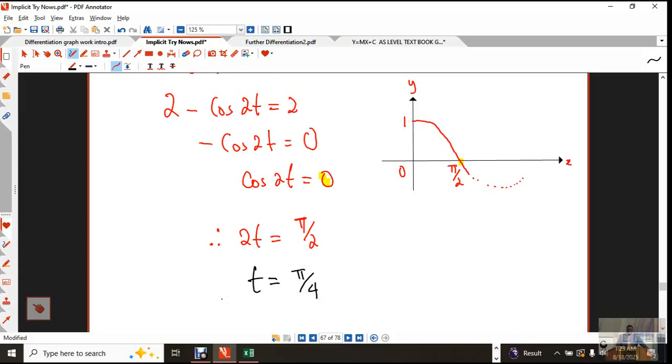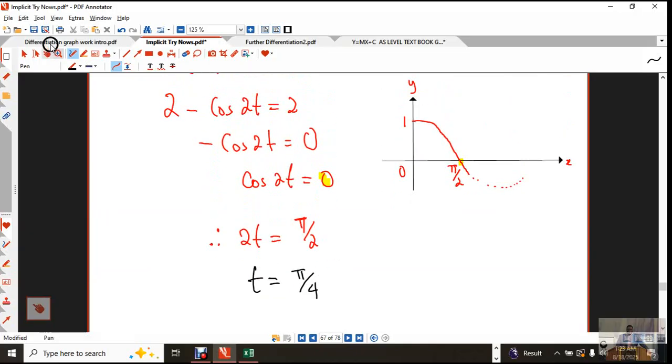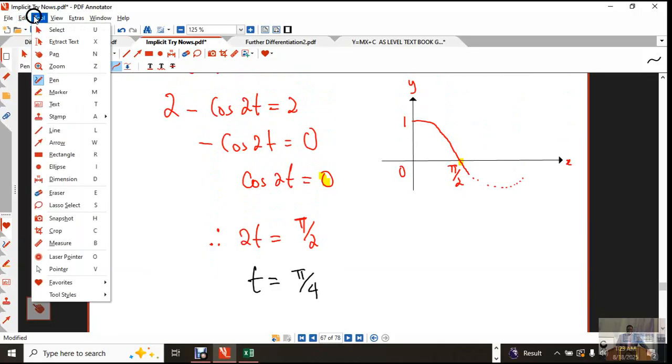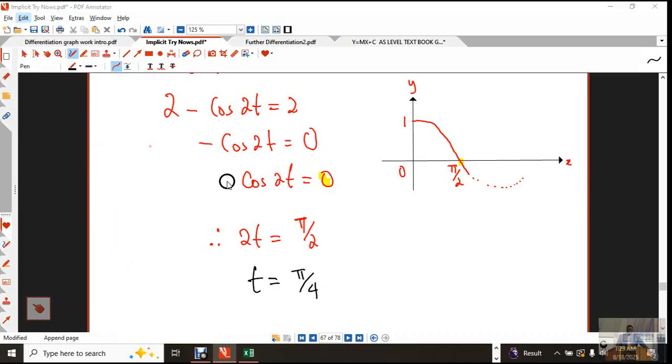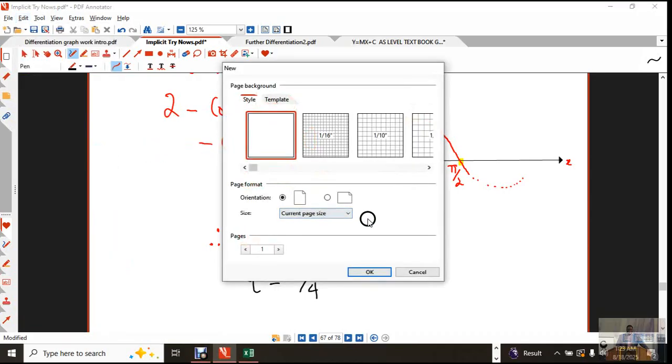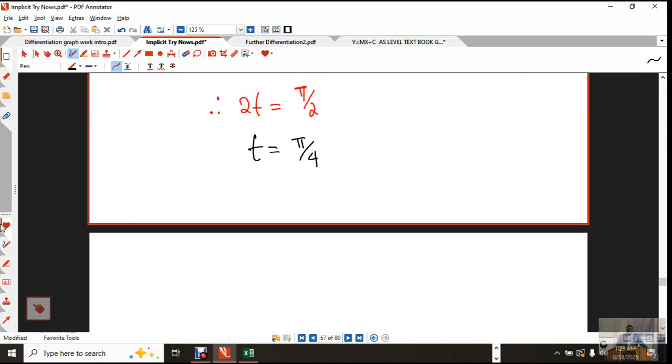Okay, so we have our value of t as far as that is concerned. Now, what is it that we also have to consider? It's getting a bit late. Right, what do we know? We need to find the exact gradient of the normal.